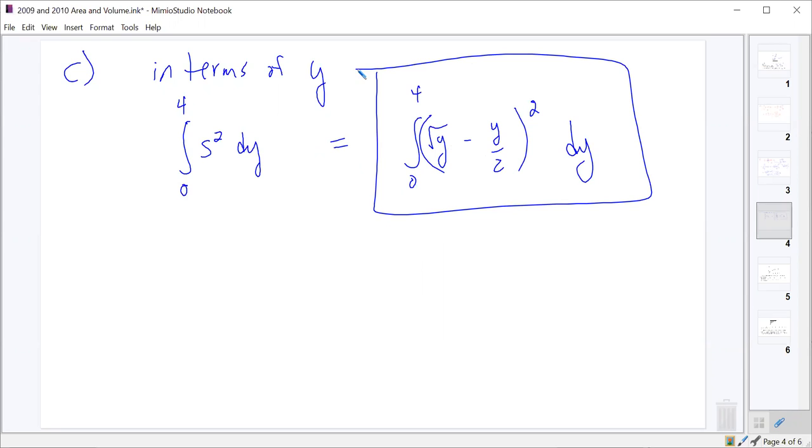You get 1 point for having the right limits of 0 to 4, not keeping them as 0 to 2 like the other problems in terms of x, and 2 points for having the right thing, root y minus y over 2 squared dy as your integrand. So this is 2 points. This is 1 point. Good or no? Any questions on part C or I guess any of it?